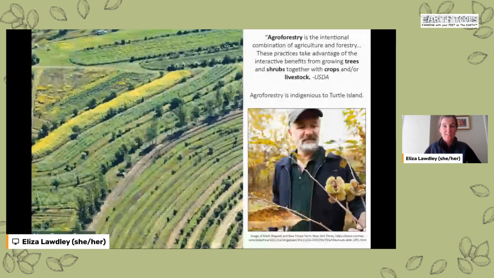Mark Shepard has kind of made it a buzzword here in the United States, and he is definitely an amazing practitioner that's taught me a lot. So the image on the left is New Forest Farm, which is Mark Shepard's property in Viola, Wisconsin. A lot of people will say this is one of the largest agroforestry farms in the world. It's certainly one of the largest in the United States.